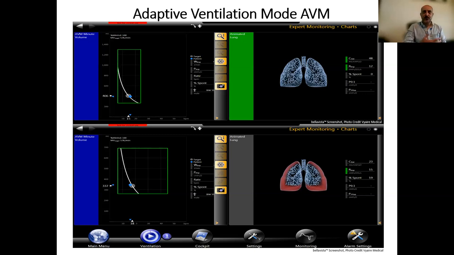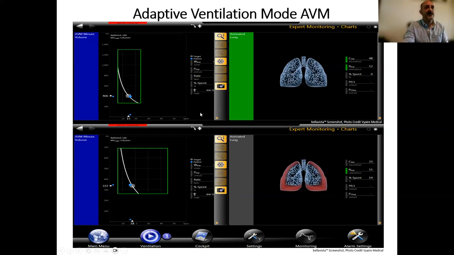Most of the time, if you're starting for the first time, it's a good place to start at 100-125%. And 100% means 100 milliliter per kilogram per minute ventilation. So if my ideal body weight is 70, 100% for me will be 7 liters per minute.